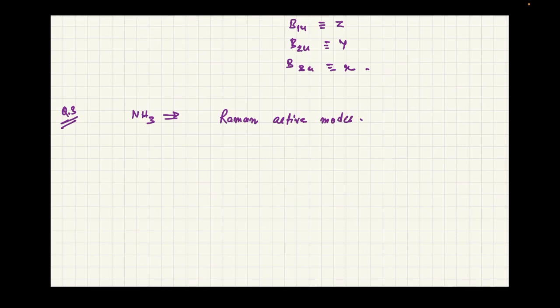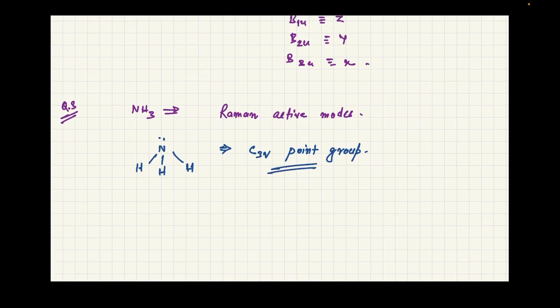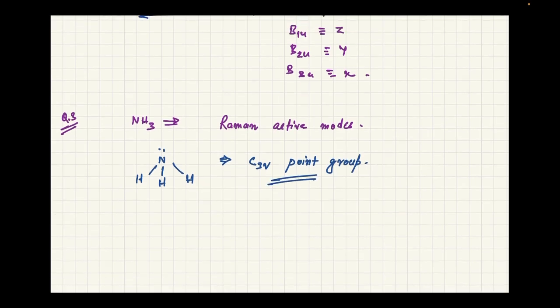So let's draw the structure first. We have to find out the point group, so first we have to write down the structure. So NH3 is tetrahedral geometry. Tetrahedral geometry means 3 hydrogen atoms are there, so it will be the C3v point group. Okay. C3v point group, and you can write down the character table corresponding to the C3v point group.